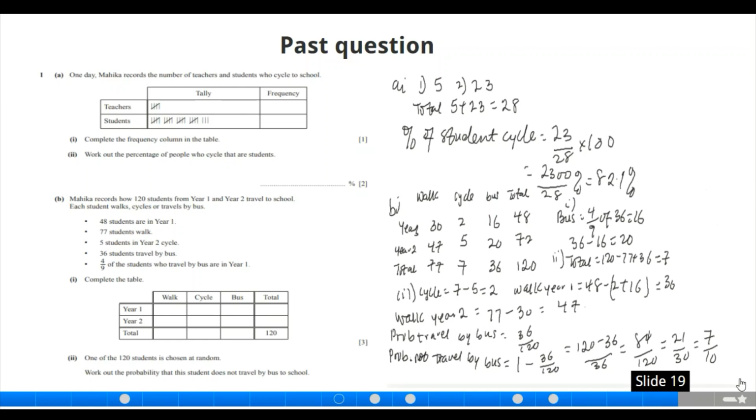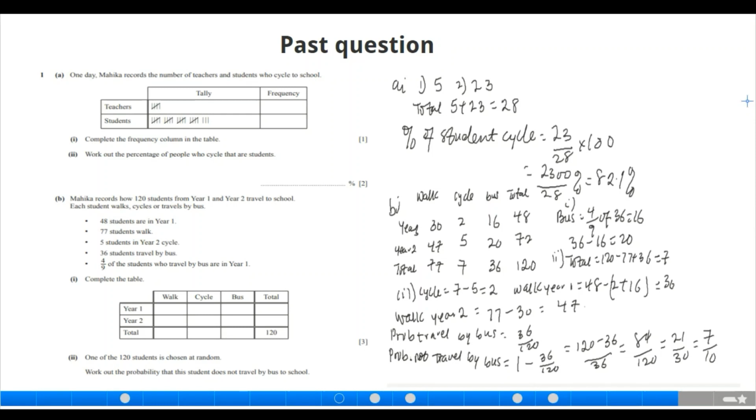We're going to be solving this together. Okay. So first and foremost, let's read out the question. We said one day, Ika records the number of teachers and students who cycle to school. So if you look at this, let's prepare the tally. The tally for this one, this is 1, 2, 3, 4, 5. So we have 5 here. Okay, let's count 1, 2, 3, 4, 5. 1, 2, 3, 4, 5. 1, 2, 3, 4. That's 20. This one is 23. So the total is what? The total is 28.